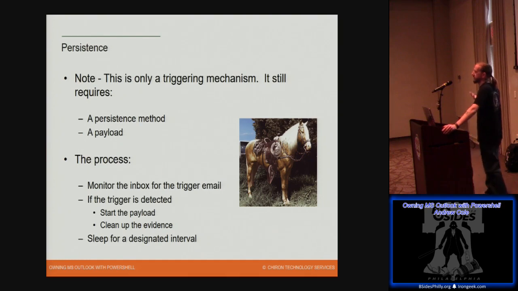So what it's going to do is it's going to monitor the inbox for a particular trigger email. As soon as it receives that email, it's going to start the payload, and then as soon as it starts the payload, it's going to go back and clean up all the evidence from the email. So it'll delete the email and then remove it from the deleted items folder as well, so that the evidence of your trigger is gone.